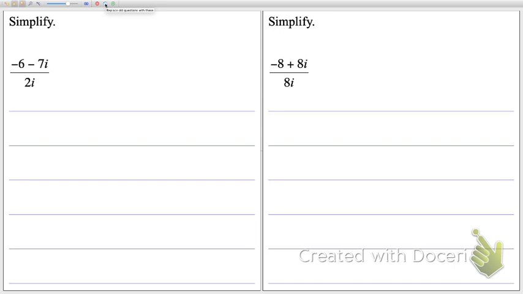Do you always multiply by the i or whatever? You always have to get rid of the i in the denominator, yes. We'll be doing it a little bit differently.